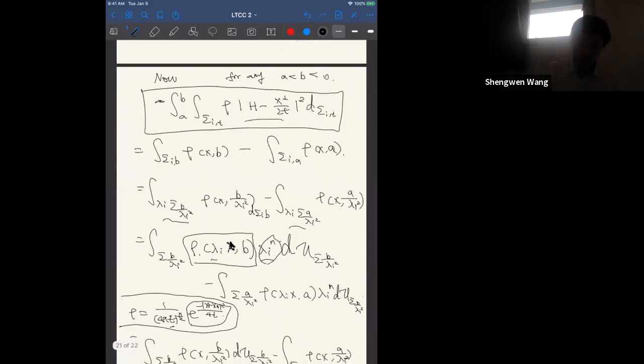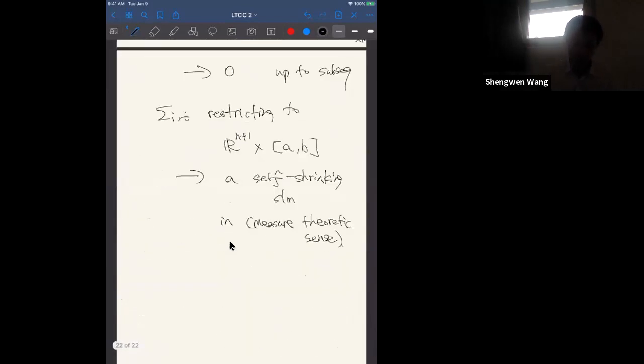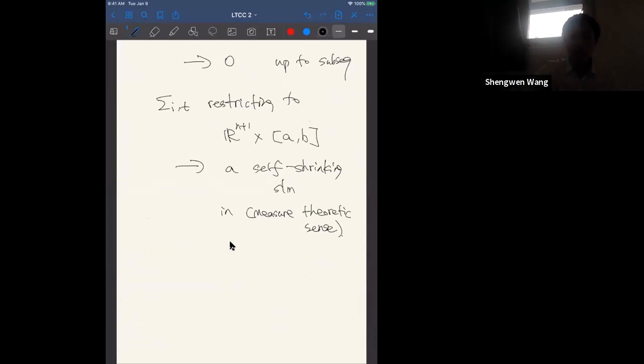Because it's positive, rho is also positive. So this H minus x perp over 2t has to converge to 0. And if it is 0, then it has to be a self-shrinking solution that we talked about before. Okay, any questions?